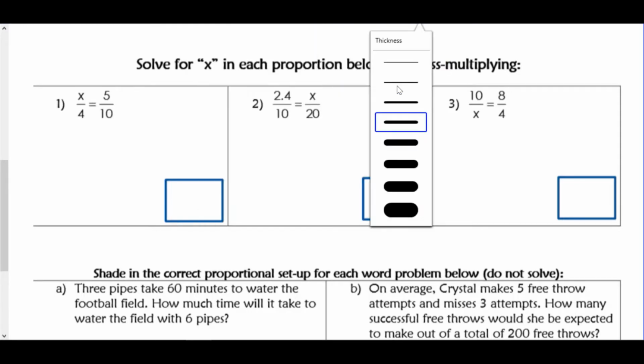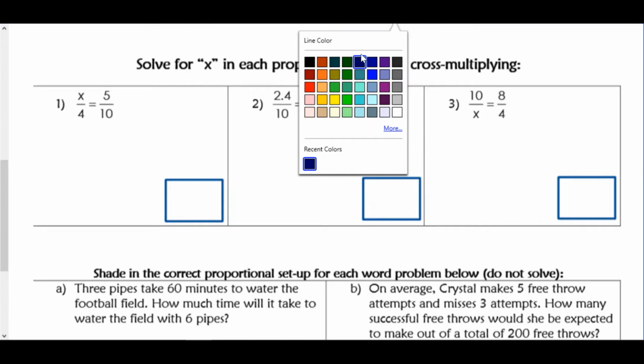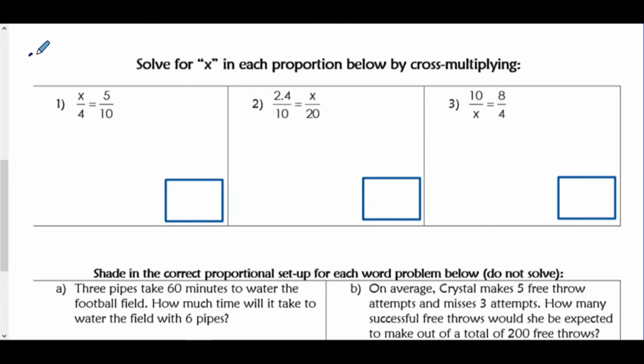All right, so using cross multiplication, we're going to think about the missing value as an x. We're going to multiply these two together and these two together. x times 10 equals 4 times 5. That's the cross multiplication. We're multiplying these two together and we're multiplying these two together.